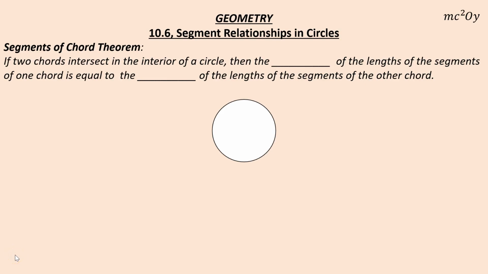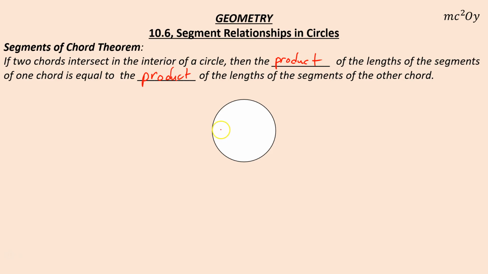All right, we're going to talk about segment relationships in circles, dealing with the segments of chords theorem first. So if two chords intersect in the interior of a circle, then the product of the lengths of the segments of one chord is equal to the product of the lengths of the segments of the other chord.